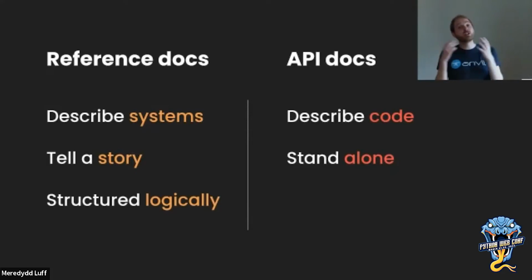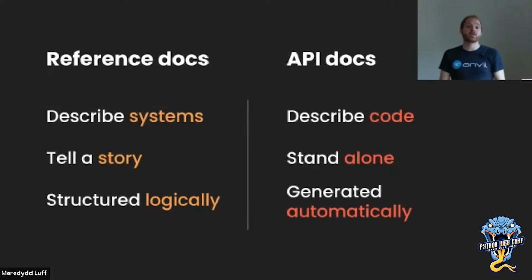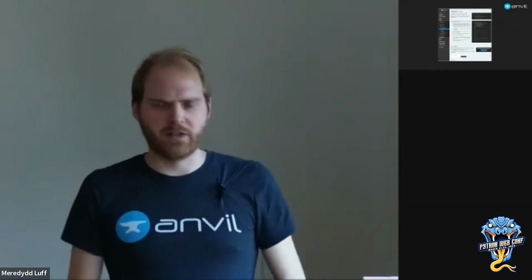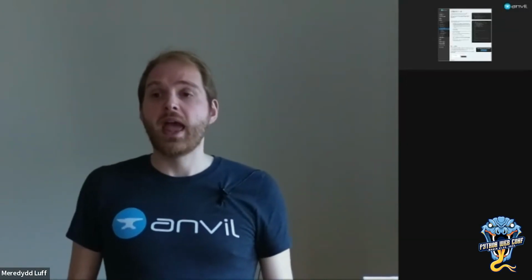Reference docs should be structured logically to match how a user is going to experience your project. But API docs should be structured like your code because they should be generated automatically. So story time. Here is how we got bitten by Javadoc disease, or actually the opposite of Javadoc disease in the Anvil documentation.